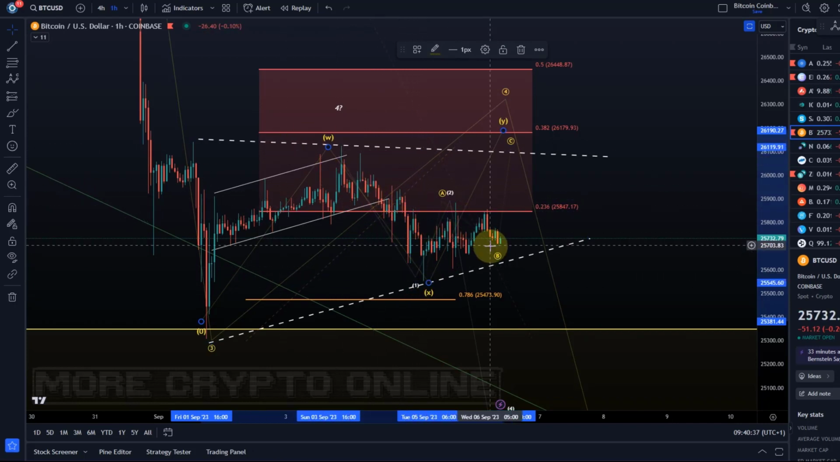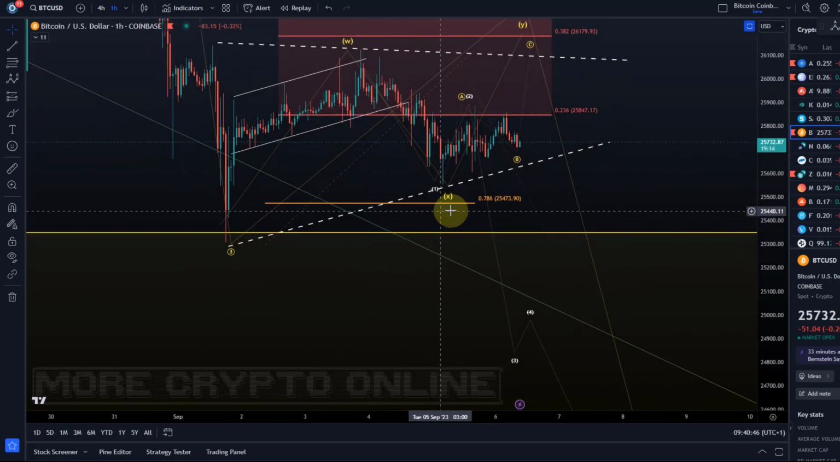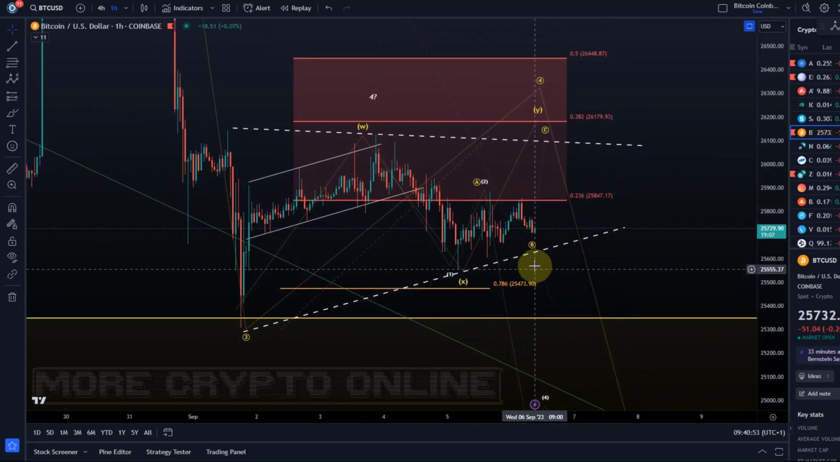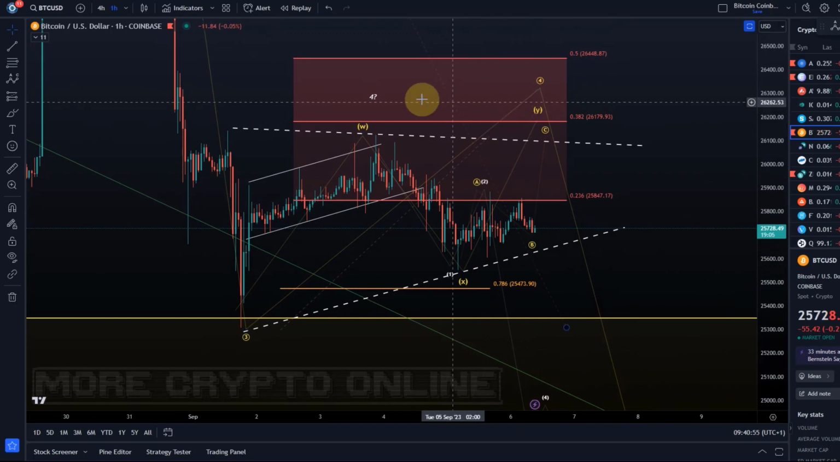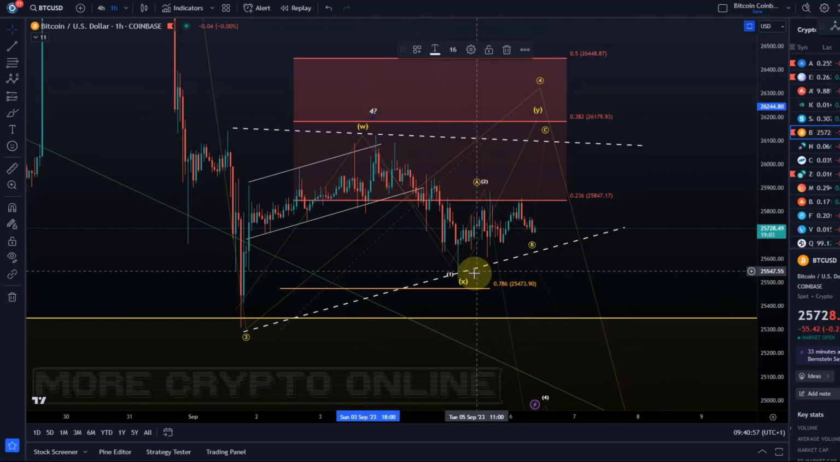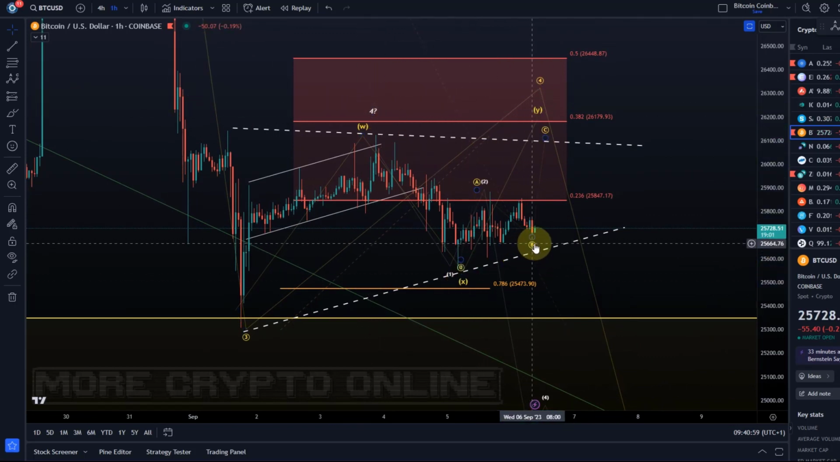And then here, ABC to the upside in the Y wave. Absolutely possible, okay? But this is one scenario. If we get a break below the 25,470 level, a sustained break, then it would reduce the likelihood of the yellow wave count here. Then I would have to assume that the wave 4 already topped. Now let me take the ABC out again.